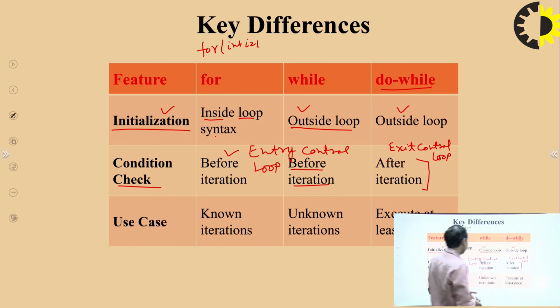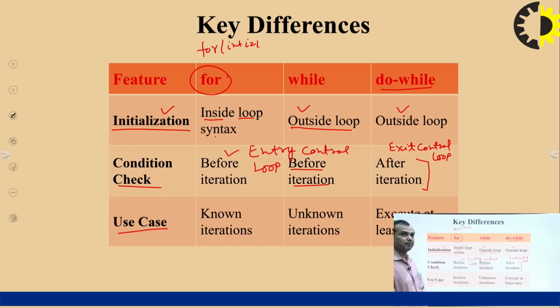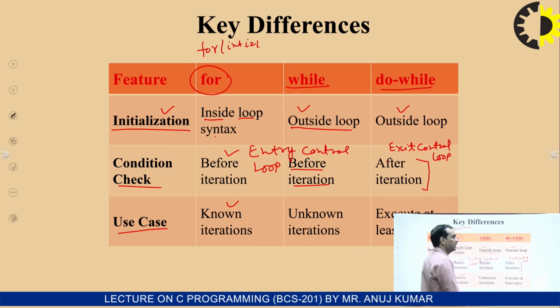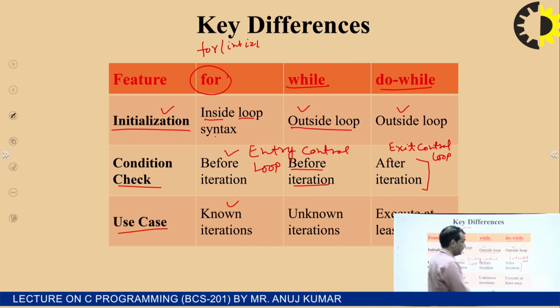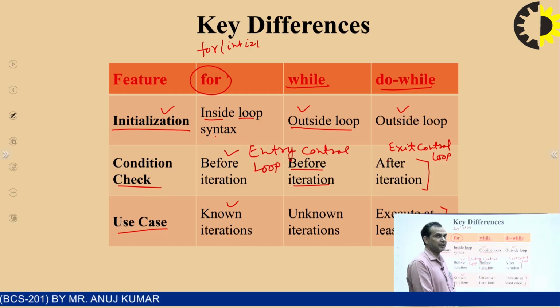So basically we can divide these loops into entry control loops and exit control loops. Now, the use cases: where do we use the for loop, the while loop and the do while loop? If we know the number of iterations earlier, then it's better to use the for loop. If we don't know how many iterations will execute, then it's better to use the while loop. And where it must execute at least once, we use the do while loop.